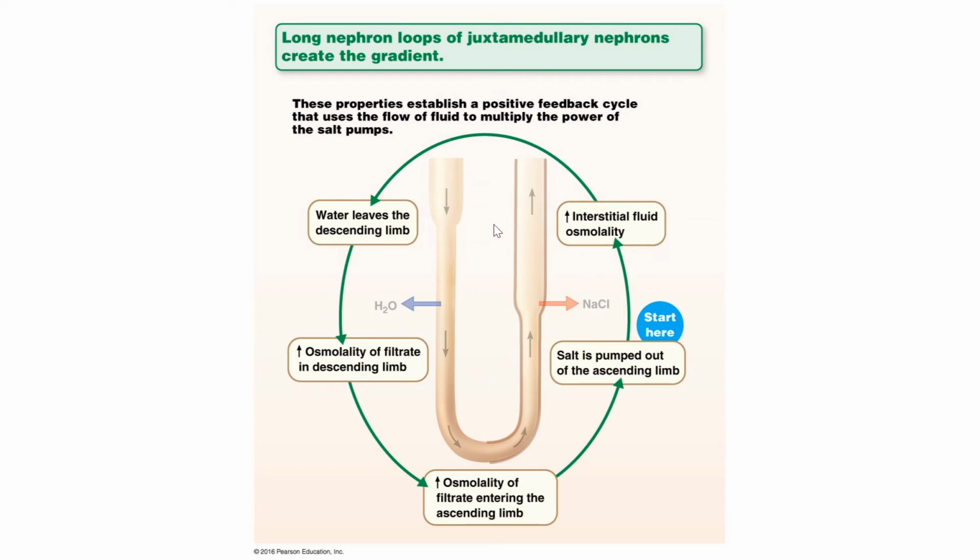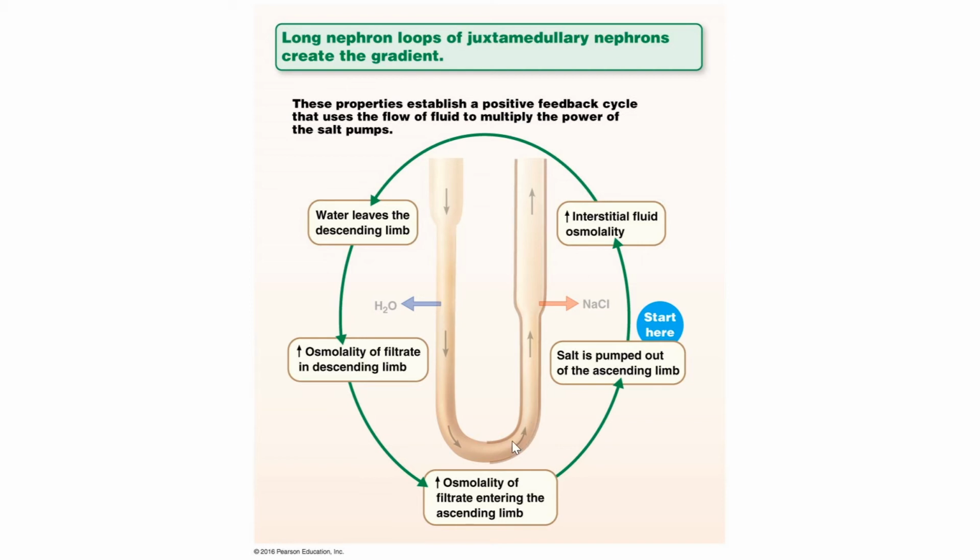Now if you can imagine all of this salt that was just pumped out, that's going to cause water to leave the descending limb. Water follows stuff. Having a higher concentration of salt in the interstitial fluid is going to draw the water out. When water leaves the filtrate, now there's less water in here, that's going to increase the osmolality of the filtrate. And that's how we're getting really concentrated down here.